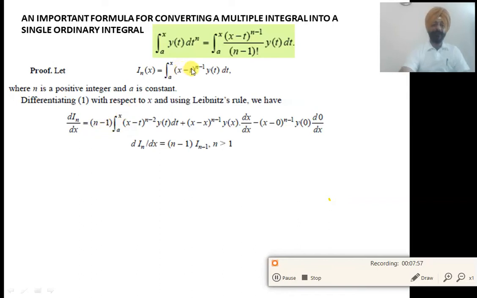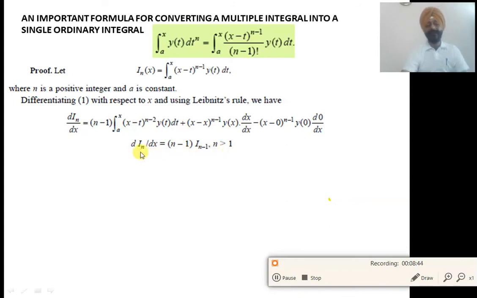So, this is n minus 1, a to x, derivative of this, x minus t raised to the power n minus 2 y t dt, plus f of x minus h x, so x minus h x is here x, into derivative of h x with respect to x, minus x minus g x, and g x is 0. So, 0 raised to the power n minus 1 y 0 d 0 by dx. So, this becomes 0 because derivative of 0 with respect to x is 0. So, I got d I n over dx is equal to n minus 1 into I n minus 1.